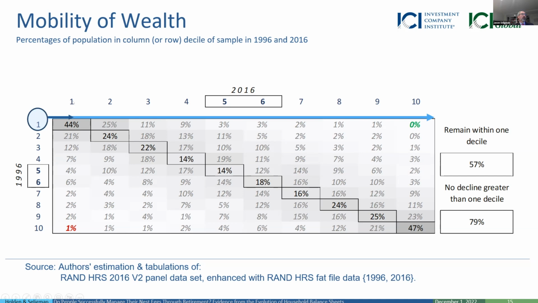The opposite's true as well. People don't really go from riches to rags. So 47% chance of staying in the 10th decile, 1% chance of dropping. That's 1% if you were in the 10th decile, not 1% overall. So overall, just under 60% remain within one decile, and almost 80% have a decline that is no greater than one decile.